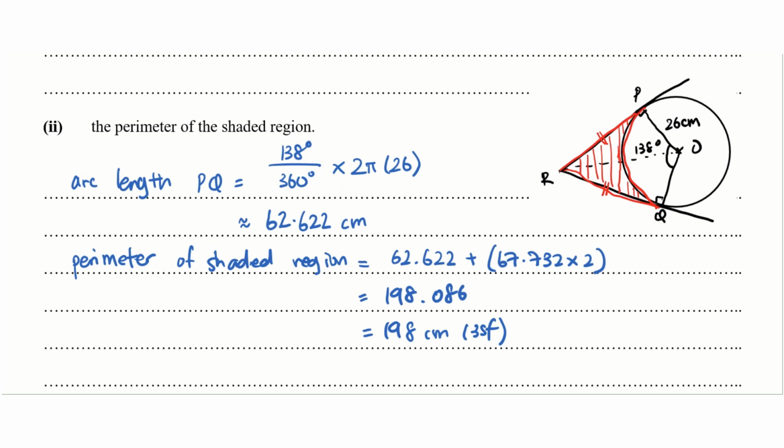So that can be done by using our arc length formula, and we get 62.622 cm. Then, because in part I we have already found the length of QR, we simply have to multiply it by 2 to include PR itself. So when summing the arc length and also the sides PR and QR up, we will get the value 198 cm for the perimeter of the shaded region.